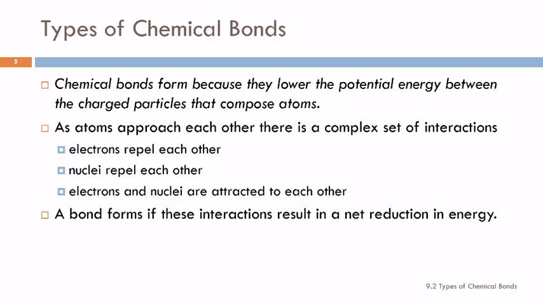We have a complex set of interactions. The electrons between the two atoms are going to repel each other. The nuclei are going to repel each other because like charges repel. But the electrons of one atom will be attracted to the nucleus of the other atom, and so we have that attraction. A bond will form if the net result of these interactions is a reduction in energy.